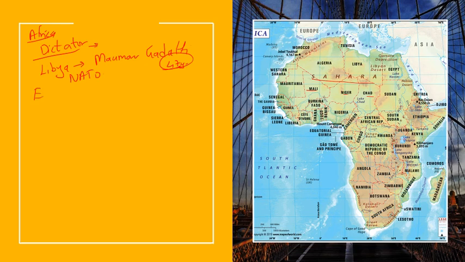Then if you take a country like Egypt, in Egypt also there was an uprising. Then you have countries like Yemen. Even now, Yemen is still in trouble. Then you have countries like Somalia. Somalia is a country which is called the Horn of Africa.